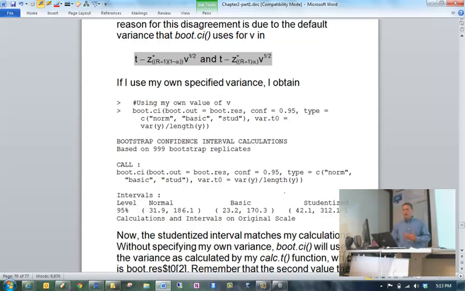If you wanted to specify the actual variance to use, like the variance that I used when I was calculating the interval myself without boot.ci, there's an argument called var.t0, and you can specify whatever the variance would be. And now my answer matches. Or the answer from boot.ci matches what I had before.